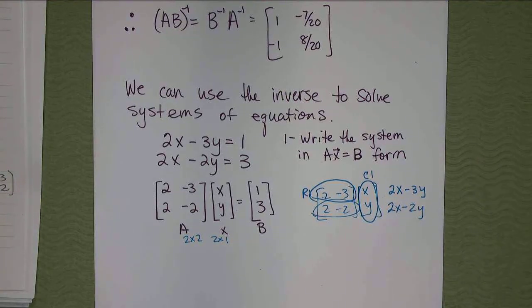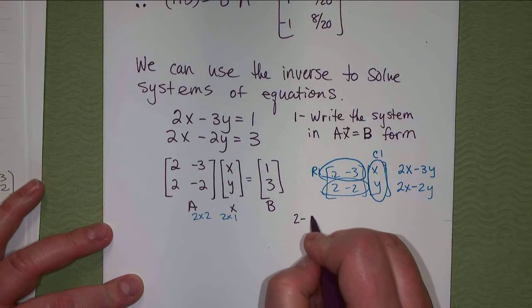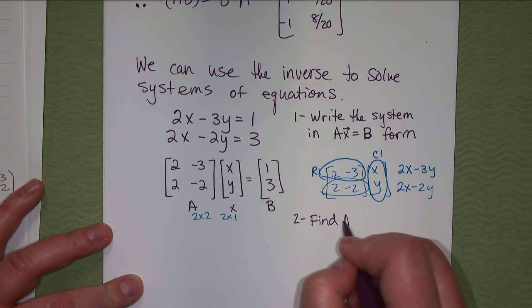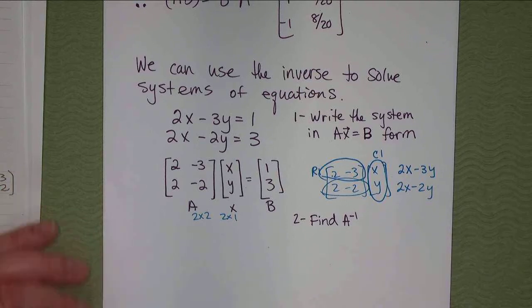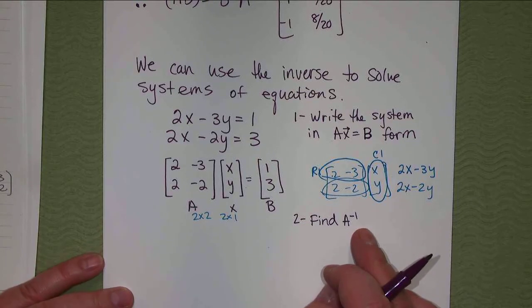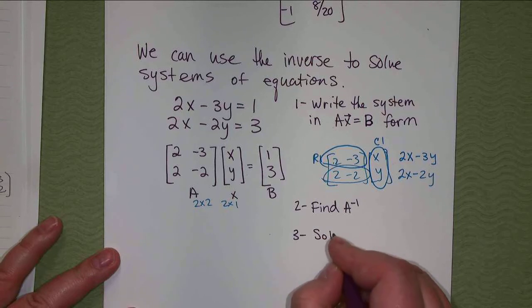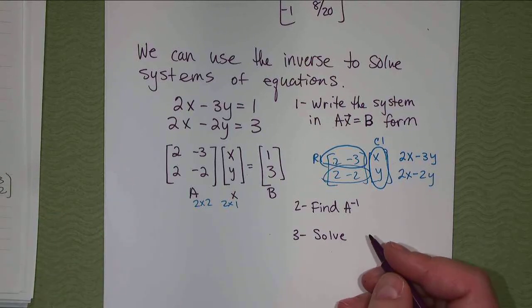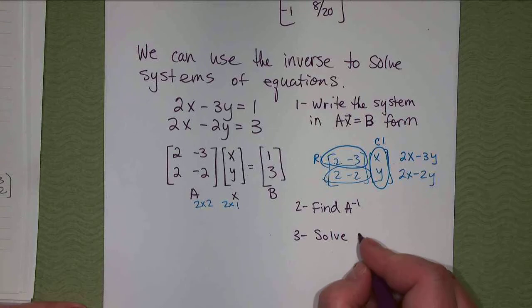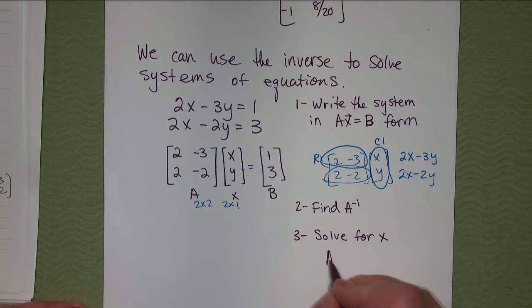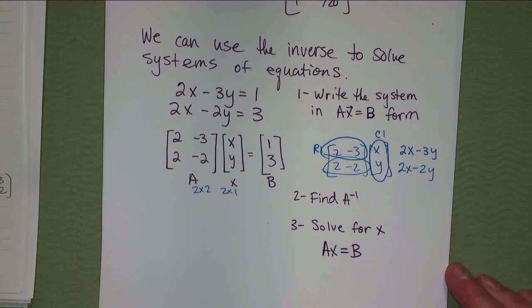Step 2 is to find the inverse of A. This only works when you have 2 unknowns and 2 equations, or 3 unknowns and 3 equations, 4 unknowns and 4 equations. So we find A inverse. Now what do we do with that is we solve for X. So we have AX equals B. How do we solve for X in matrices? You can't divide by A. So what do we do?